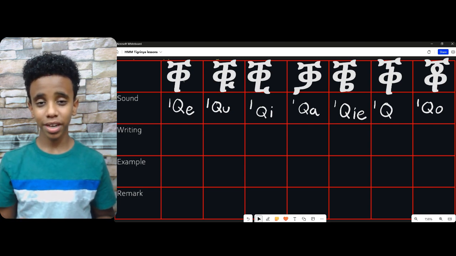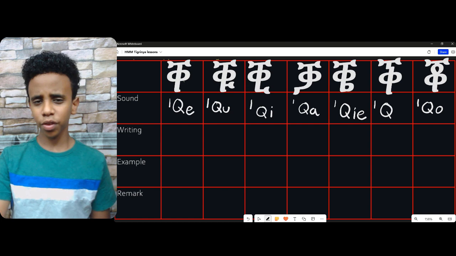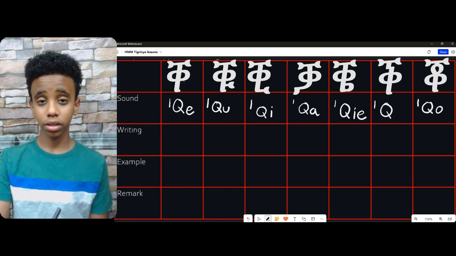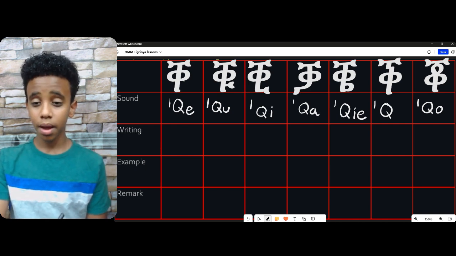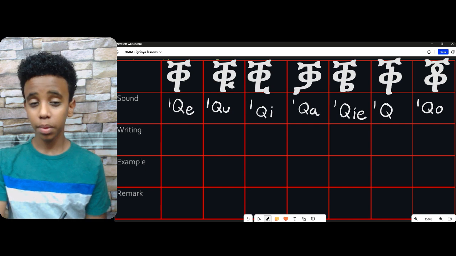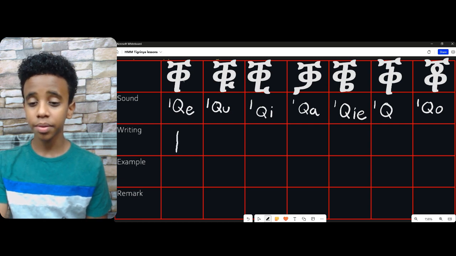But now it is time to write the Tigrinya letter set of Q. So if you were to write the first letter of the Tigrinya letter set, which is the letter Q, as we just learned, you will write it by making the letter Q, or start from scratch. You would make a line going straight down, and then near the middle, you'll make a half circle.